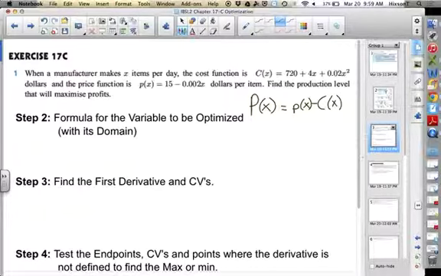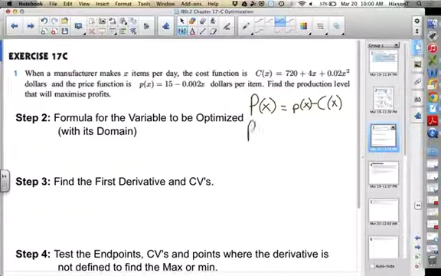Okay, and notice this is per item. So each item, when we produce 100 of these, each item would cost C of 100 to produce, and we would be able to sell it for P of 100. So the nice thing about this is we can actually just subtract the two functions from each other.